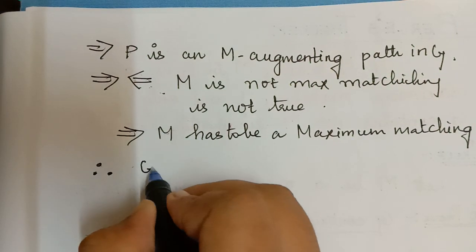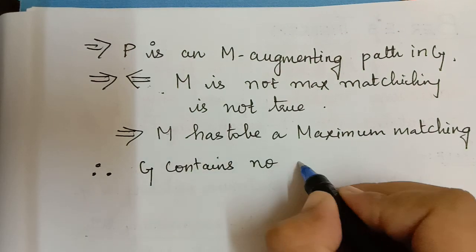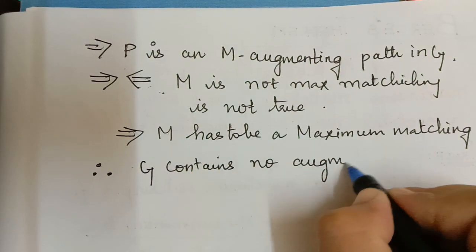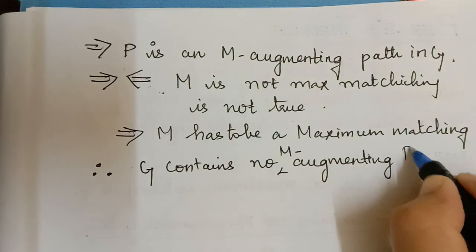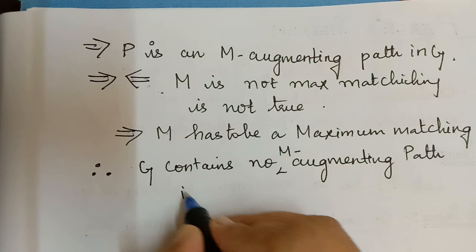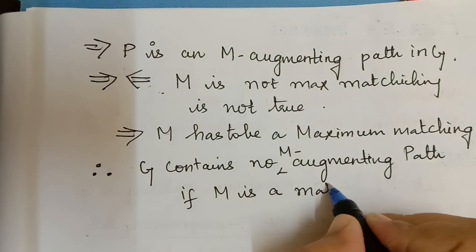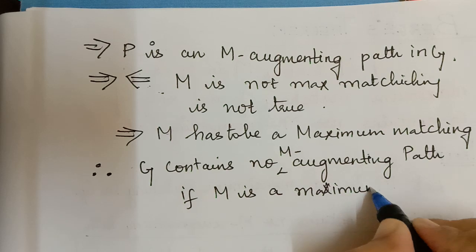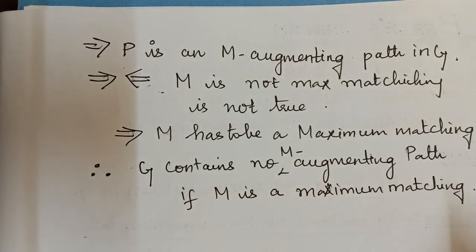Therefore G contains no augmenting path, that is, no M augmenting path, if M is a maximum matching, and hence we have proved the converse part also.